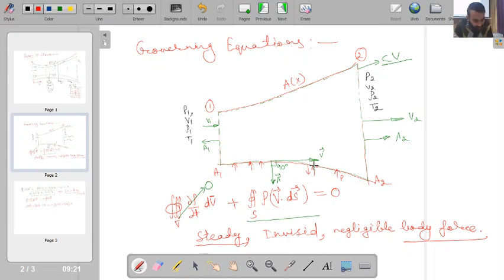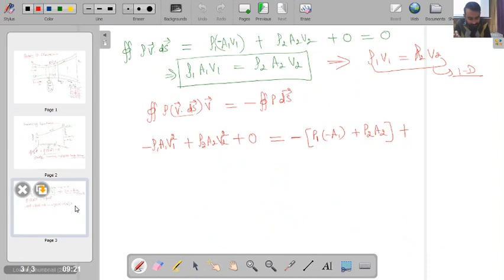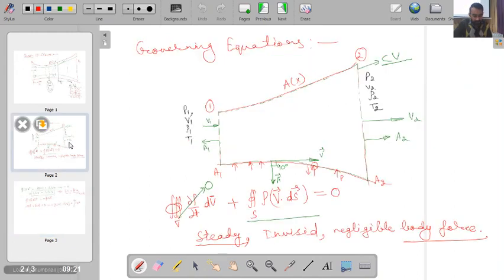So what I can do is, at any point I can consider the integration of pressure into dA, and this area is varying from A1 to A2. So at any point I am considering P into dA, and the limits of integration are from the A1 point to the A2 point.